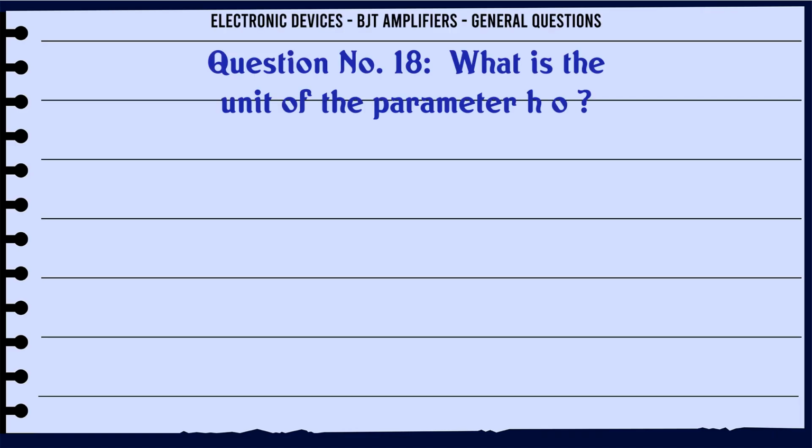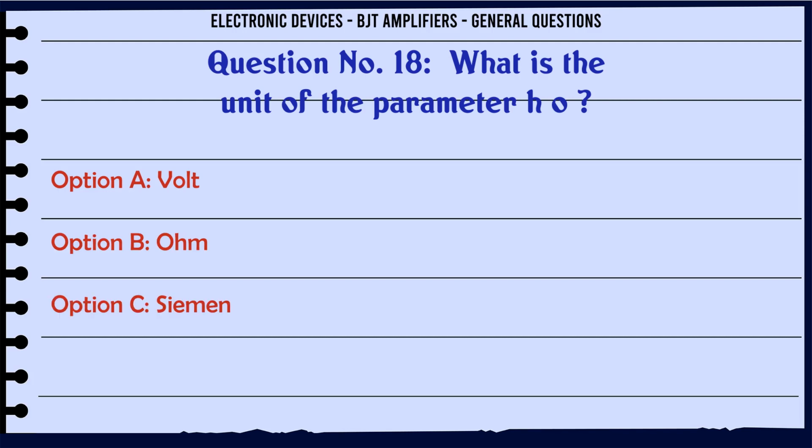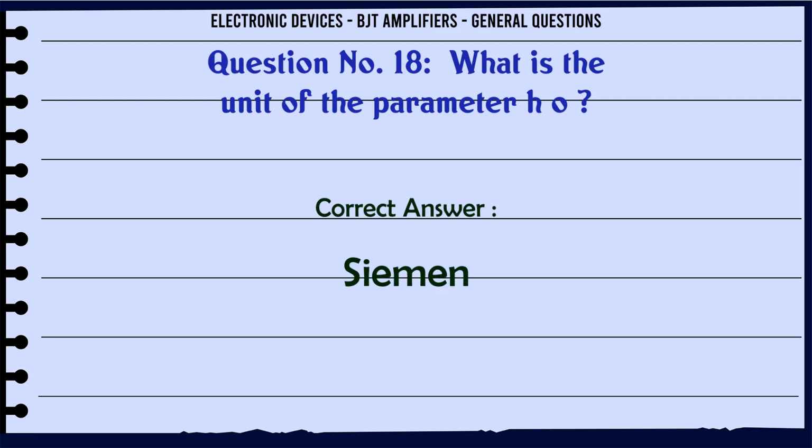What is the unit of the parameter Ho? A. Volt. B. Ohm. C. Siemens. D. No unit. The correct answer is Siemens.